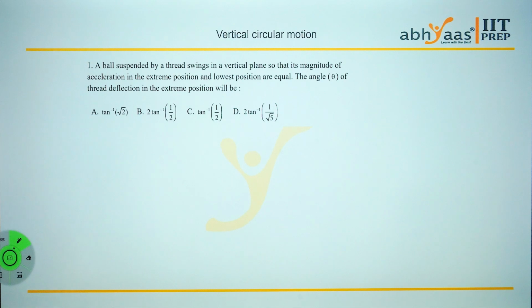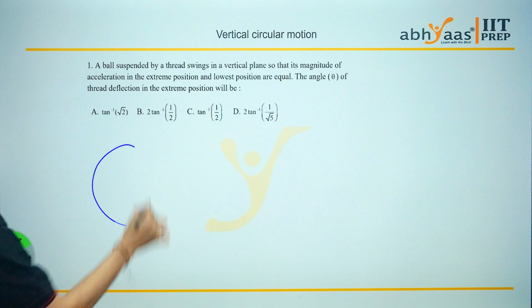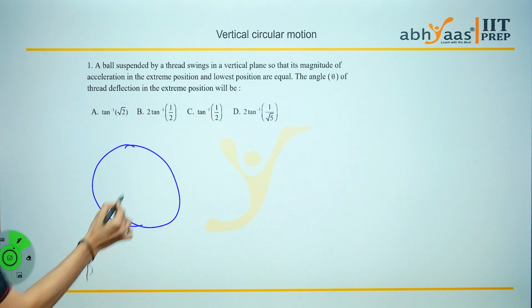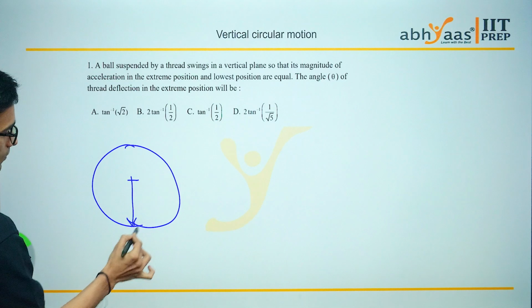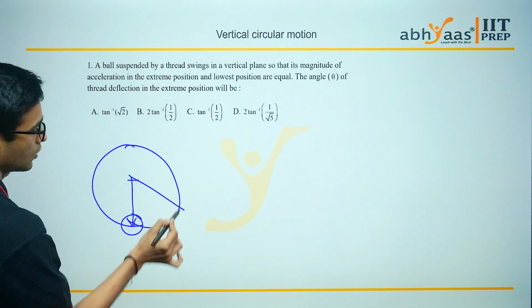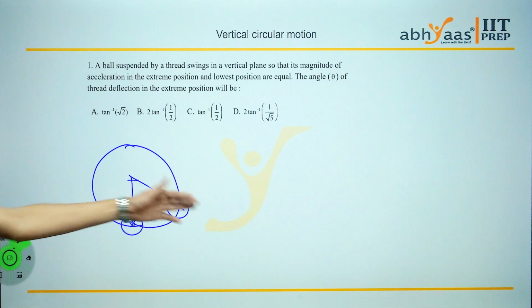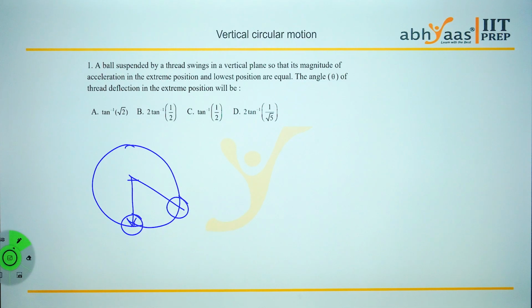Here what happened? In the vertical circular motion, if you take like this, extreme position, lowest position, we have kinetic energy. If you go to the top, we have an increase in the potential energy. Loss in kinetic energy equals gain in potential energy.